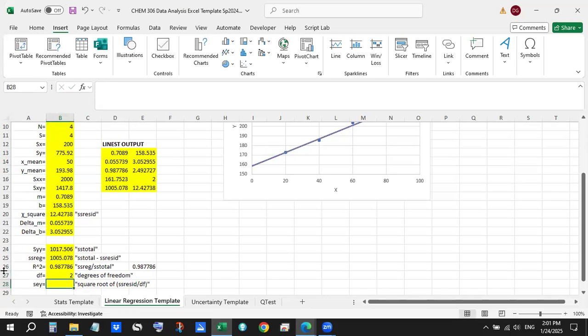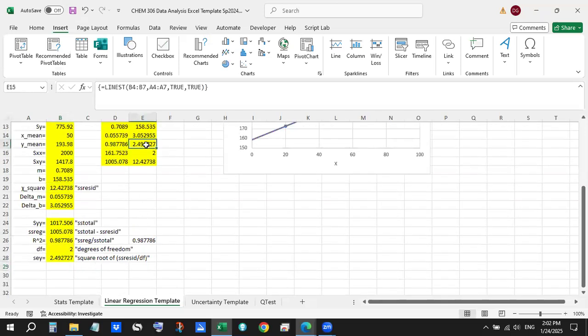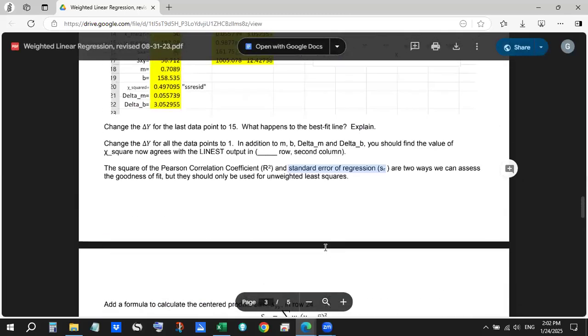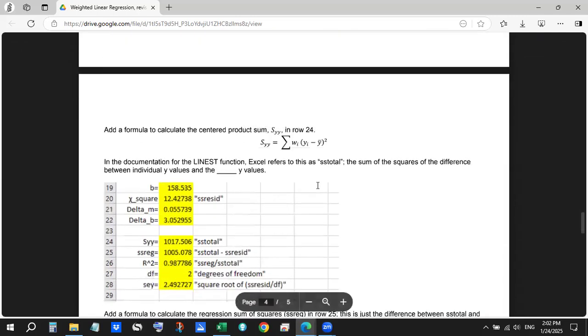And then SEY is just the square root of SS residual, the sum of squares of residual, which is chi-square, divided by the degrees of freedom, which is this number right here. And that's SEY. So this 2.49 right here is your SEY. That is the standard error of regression. That's what Excel calls it, SEY.